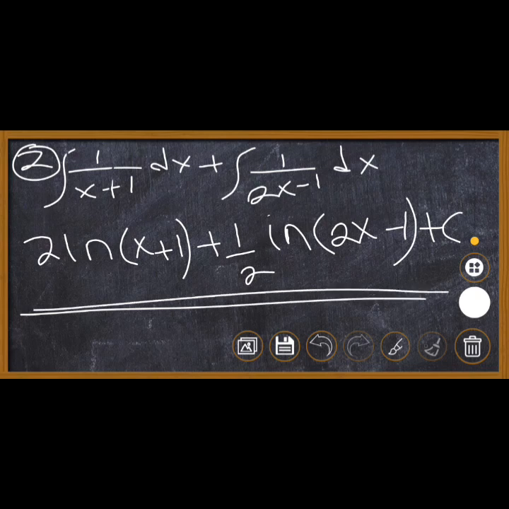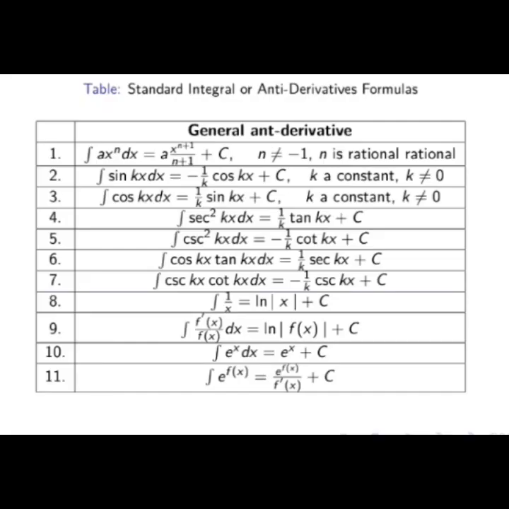So this is how we go about the partial fractions. You can simply pause the video and copy these general antiderivatives of different kinds of expressions.